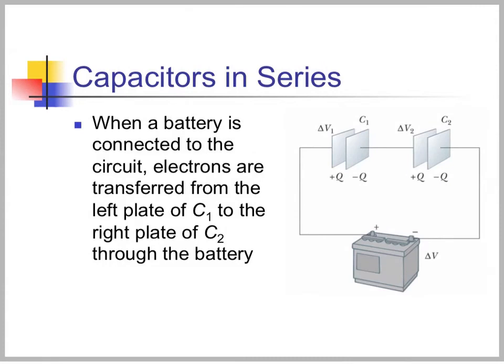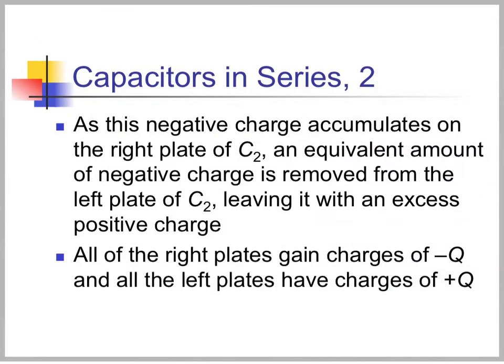Now the other way we can hook up objects in a circuit is in series, where I connect one after another. When a battery is connected to this circuit, electrons are transferred from the left plate of C1 to the right plate of C2. As this negative charge accumulates on the right plate of C2, an equivalent amount of negative charge is removed from the left plate of C2, leaving it with an excess positive charge. All of the right plates then have the same charge, minus Q, and all of the left plates have a charge of plus Q.